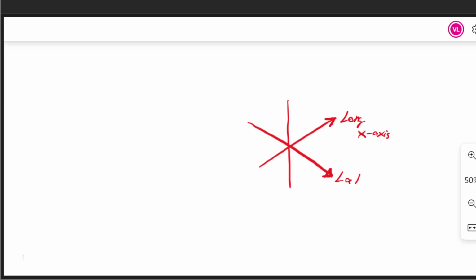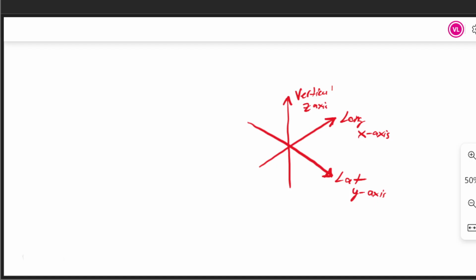So just a quick review. Here are my three axes. Let's just say this is my longitudinal axis, which, if you remember, we said was also the x-axis. Let's say here is my lateral axis, which we said was the y-axis. And up and down is our vertical axis, and that's the z-axis.